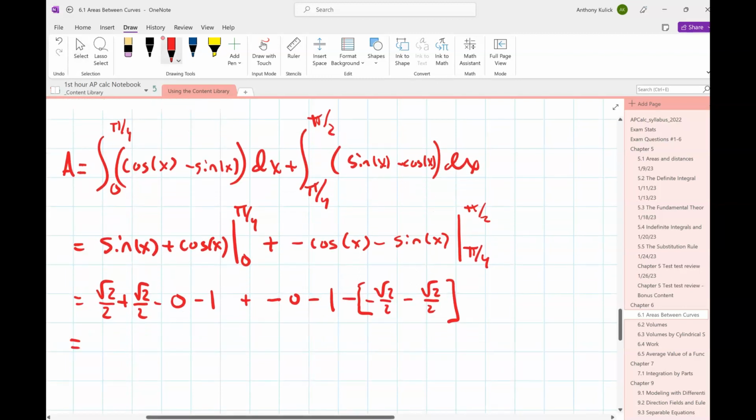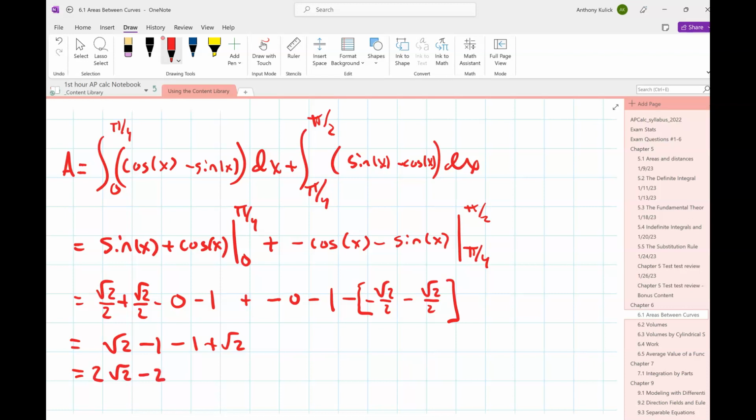Okay, so let's see what we have here. We have root 2 minus 1. We have another minus 1. Then we have negative root 2, but we made it negative, so it's a positive root 2. So we have 2 root 2 minus 2.